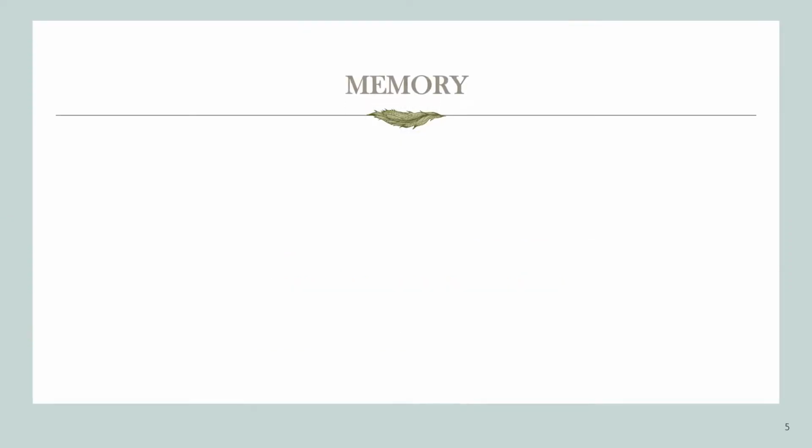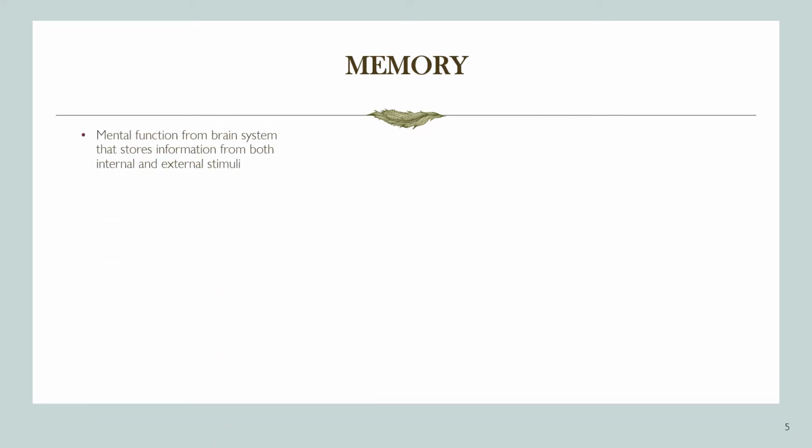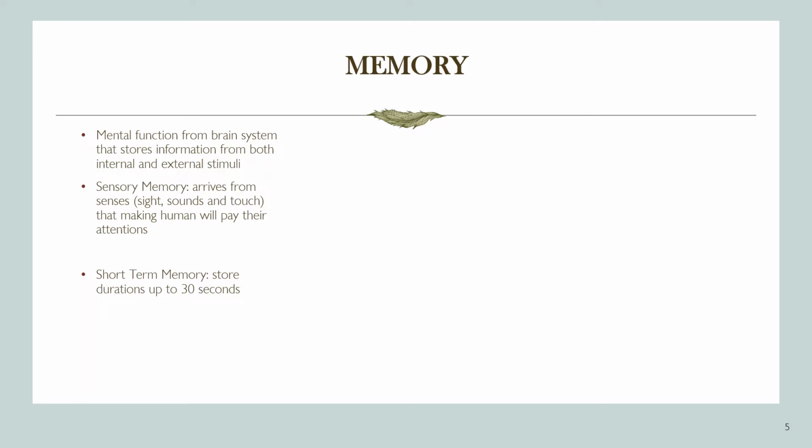Introduction of the topic. Our topic is forgetting and how to improve memory. It is related to human memory, which is the mental function from the brain system that stores information from both internal and external stimuli. The sensory memory arises from senses such as sight, sounds, and touch that make humans pay more attention.